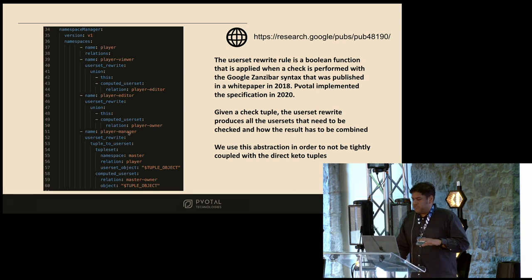And so I've just put one example of one of the more interesting use cases. So a player manager here is related to a tuple set in the namespace of master and has a relationship player related to, so it's a master player relationship that makes it a player manager. So basically a master that has the relationship player related to that player, he's that player's manager. And the computed user set also applies to master owner, so the master's owner will also be the player's manager.